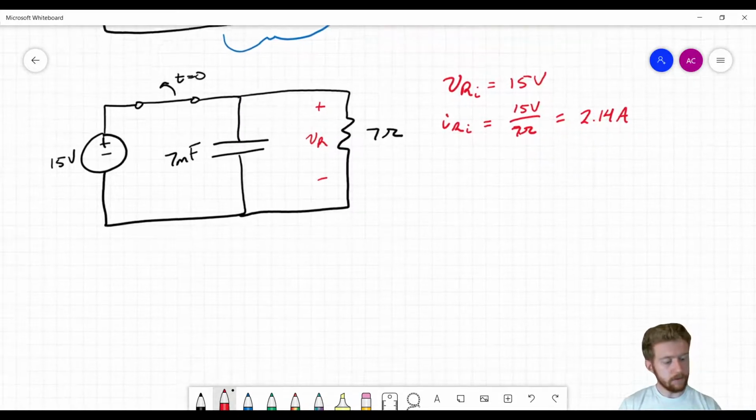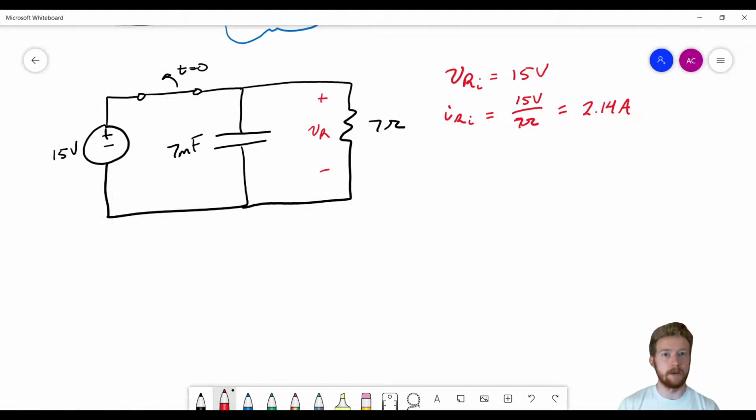So whenever we open that switch, that capacitor is going to keep a current flowing through the resistor. And before, whenever we looked at this problem in the capacitors video, we derived the expression for the voltage across the capacitor in this case. So we said the voltage across the capacitor is equal to the initial voltage, which in this case is 15 volts, or just the supply voltage, times e to the negative t over tau.